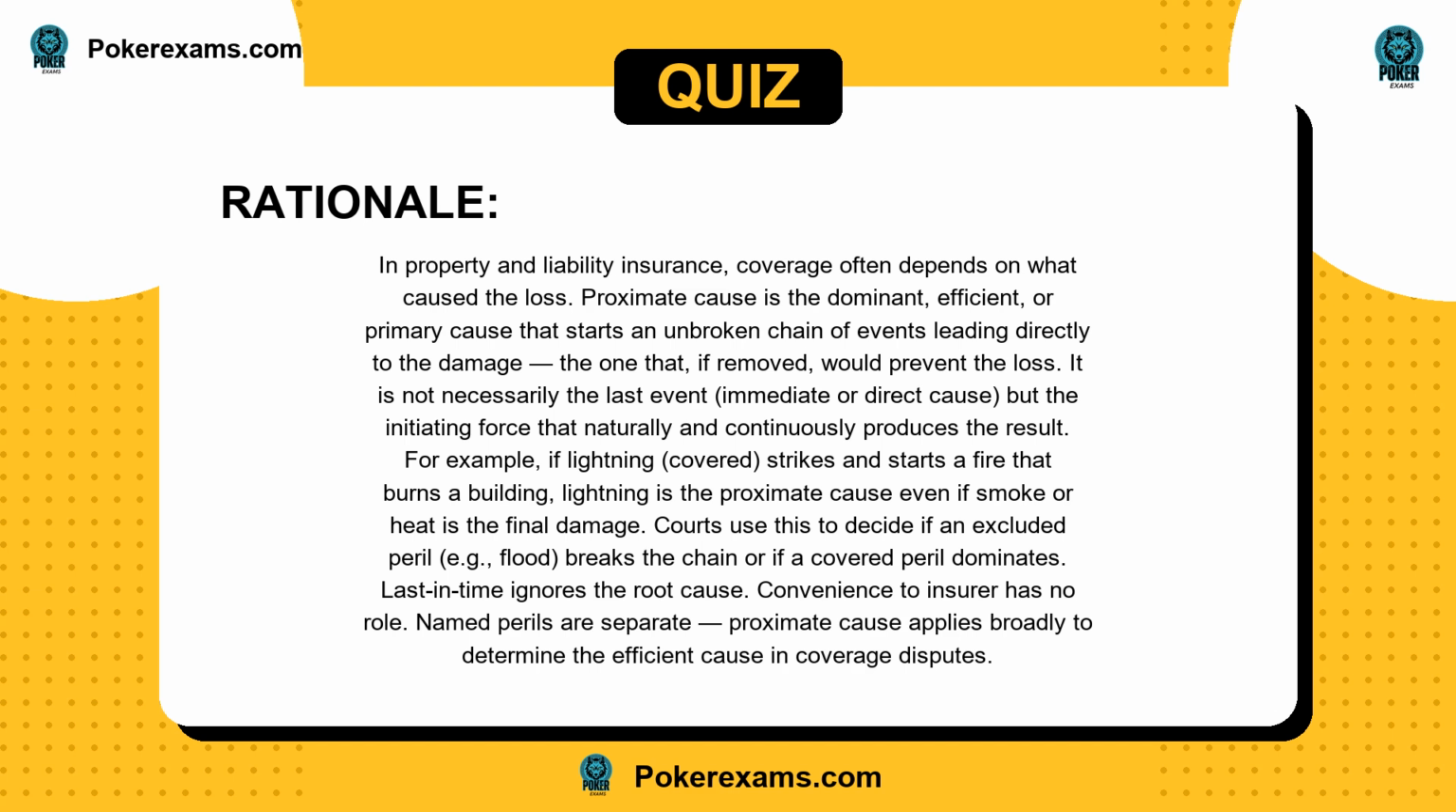Courts use this to decide if an excluded peril, e.g., flood, breaks the chain or if a covered peril dominates. Last in time ignores the root cause. Convenience to insurer has no role. Named perils are separate. Proximate cause applies broadly to determine the efficient cause in coverage disputes.